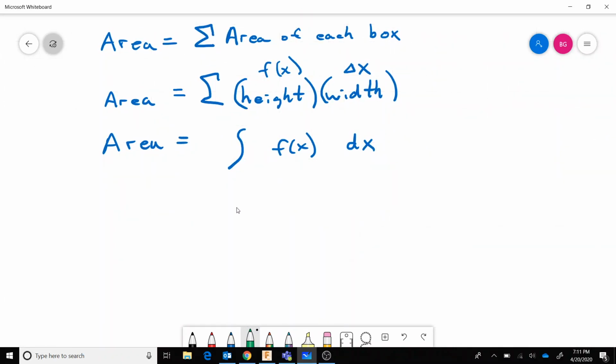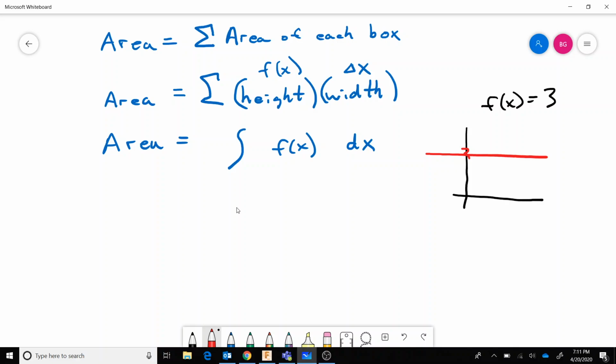So let's do an actual problem that we know the answer to, and let's see if we can come up with the right answer. All right, so let's suppose for a moment we have a function f of x equals 3. This is about as easy of a function as we could possibly come up with. It would just look like this. When x is 1, f of x is 3. When x is 2, f of x is 3. It's always 3, right?